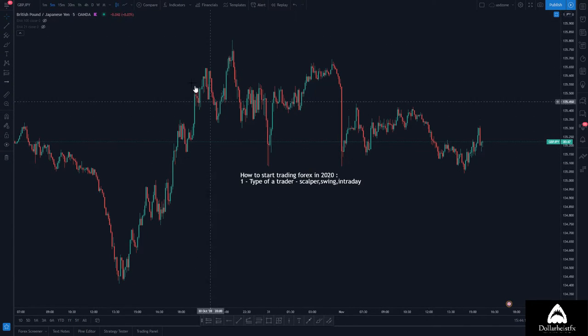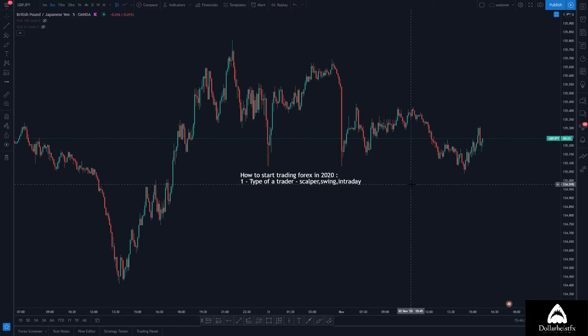Most of the time, intraday traders use H4, H1, and M15. Most of the time M15 will be their entry. H4 is where they do the analysis, and H1 is just the second time frame for them to do the analysis. Okay, first step, you need to know what type of trader you are.